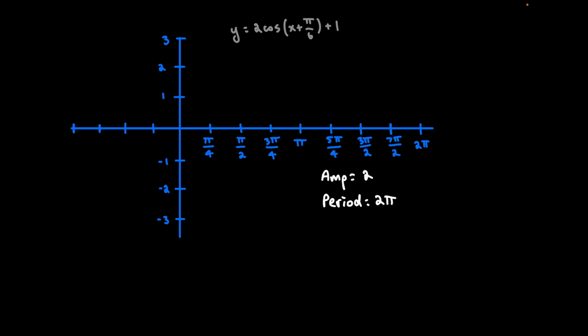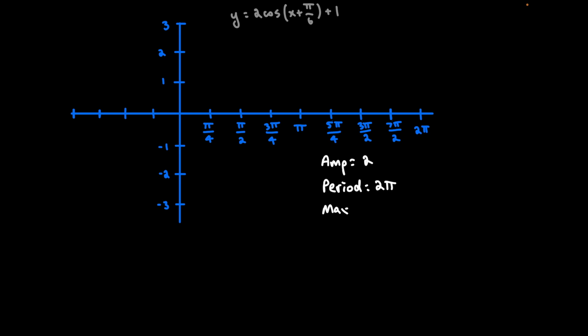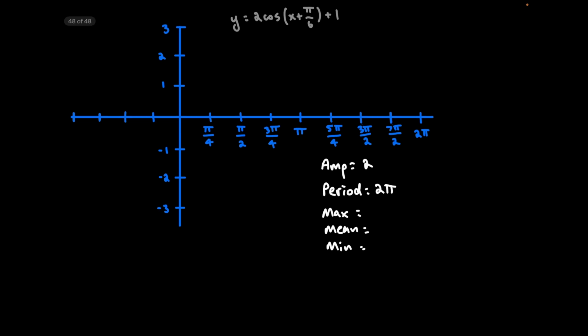And then we're going to work out the values for our maximum, our mean, and our minimum. Okay, so the maximum is equal to the value of d plus a, which in this case is 1 plus 2, which is 3. The mean is equal to the value of d, which is 1. And the minimum is equal to 1 minus 2, which is minus 1.